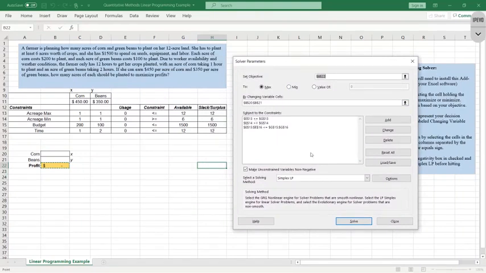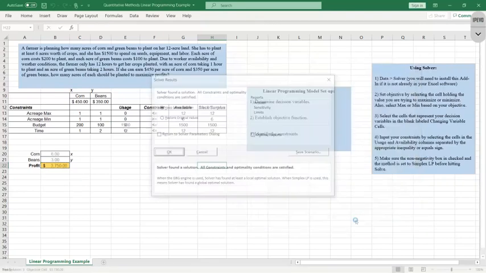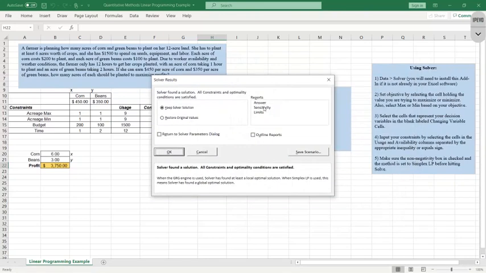So you're almost done. The only thing that you need to do to finish it out is to make sure that this box is checked. So this makes sure that we don't get any negative answers in the end. And then we also need to make sure that this says simplex LP. You'll see that there's other options here, but we want to go with the linear programming method. And so we can hit solve. If you want, you can grab a sensitivity report. This gives you more information that will be covered in a different video. So you can just click that and get a sensitivity report if you so choose.